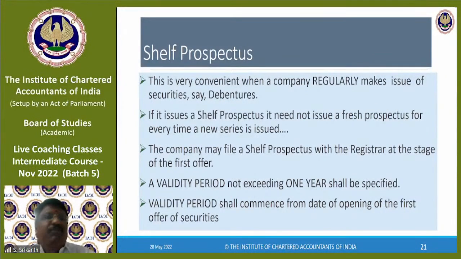So after 1 year, if you have not collected 1 crore, what to do? We told you 1 year, you have not done it. So issue a fresh prospectus. That's all.